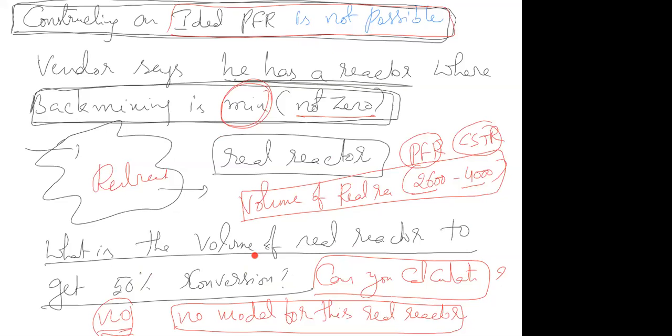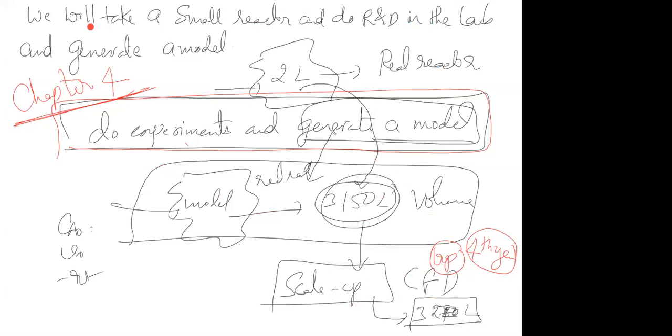What is the volume of this real reactor to get 50% conversion? Can you calculate? You can't calculate because you don't have this real reactor volume, no? So that is where you ask the vendor, give me a prototype, a small type of this real reactor. I'll do experiments in my lab and generate a model for this real reactor. Now we take a small reactor, do R&D in the lab and generate a model. With that model, you predicted your volume as 3150. But this 3150 gives exactly 50% conversion, provided this 3150 and this 2 liters have the same behavior.